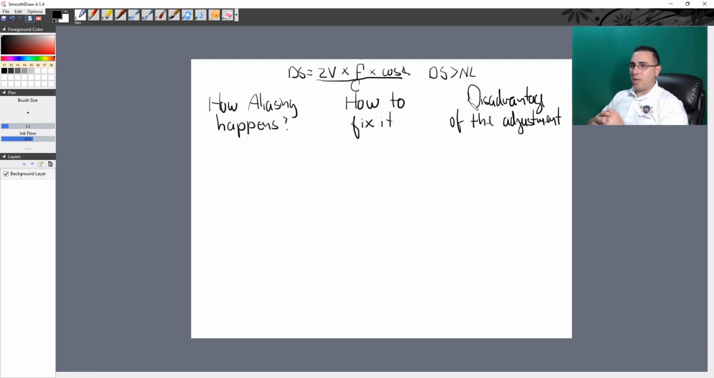And it goes this way. If blood velocity increases, then the Doppler shift is going to increase, and it will go over the Nyquist limit, and there are more chances for aliasing. So number one, how aliasing happens: if flow velocity increases.